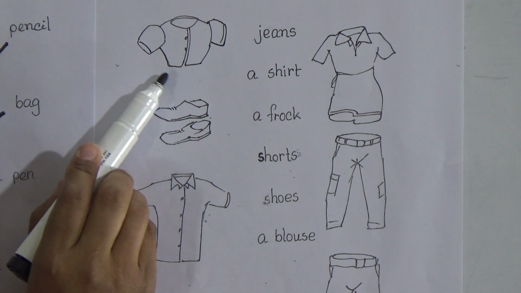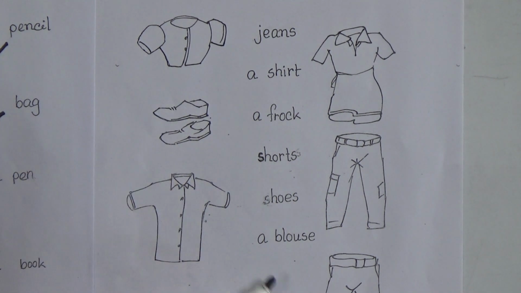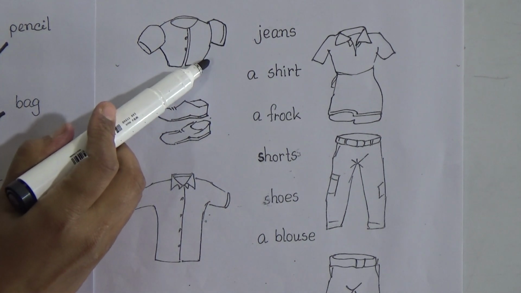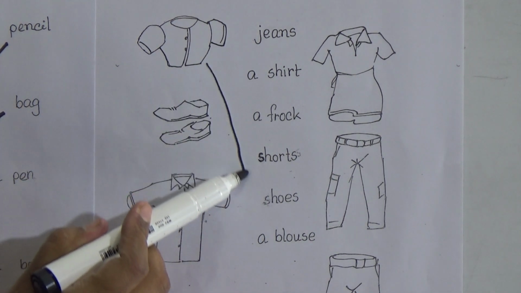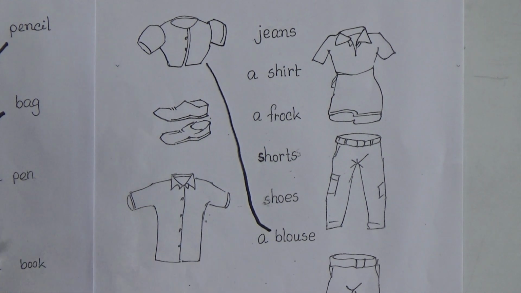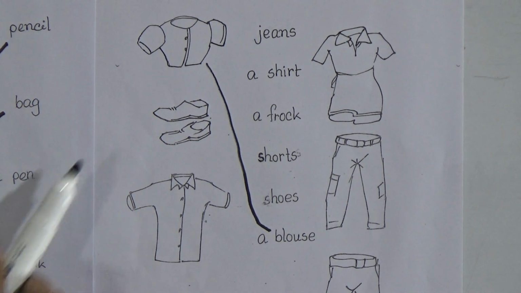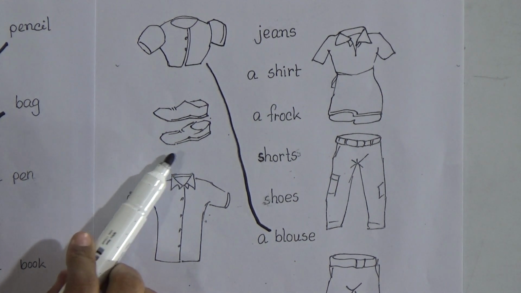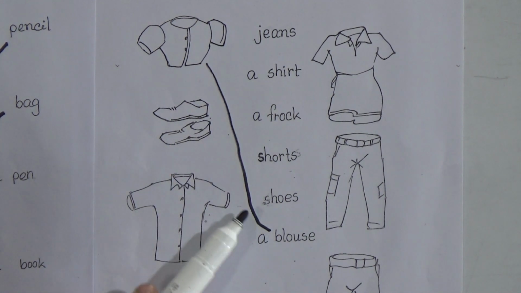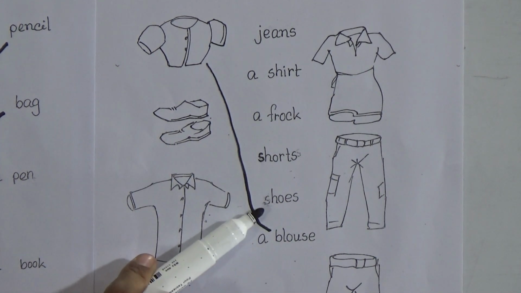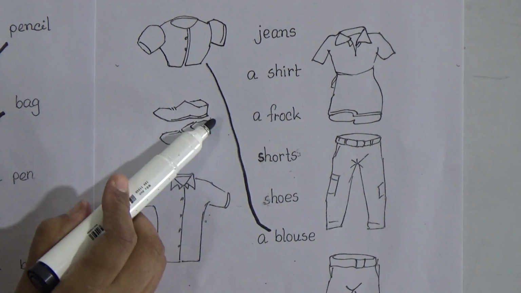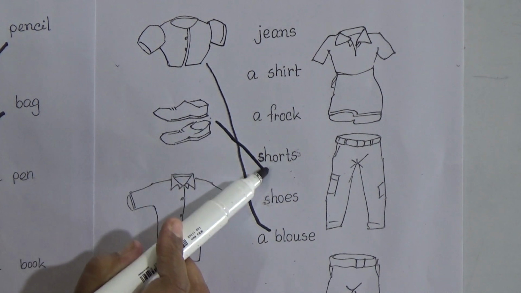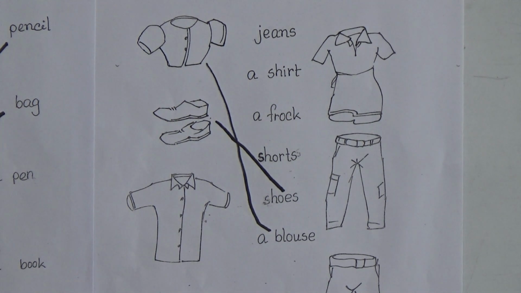So at first, what is the picture? This is a blouse. So where is blouse here? A blouse. B-L-O-U-S-E, blouse, a blouse. So we have to match this picture with the word. Okay. Now the next picture, what is this? Shoes. So where is shoes here? This is the word shoes. S-H-O-E-S, shoes. So we have to match the pictures with the word shoes.